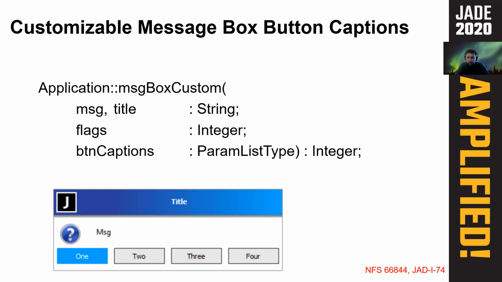A new type of message box has been created that allows you to customize the captions of its buttons. The application message box custom method has been added that will display a message box with between 1 to 5 buttons.